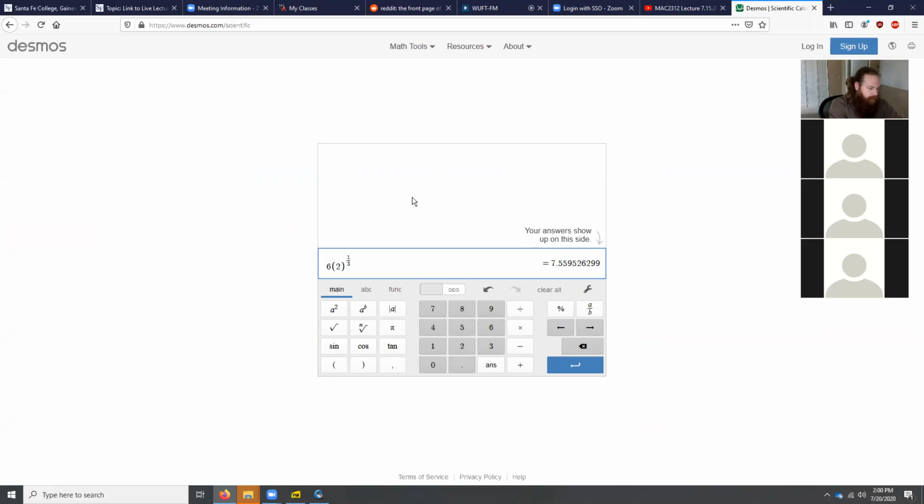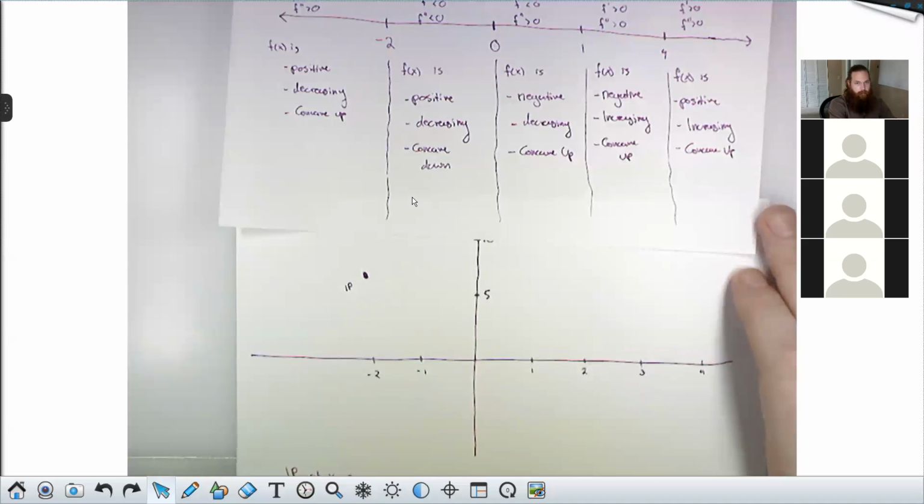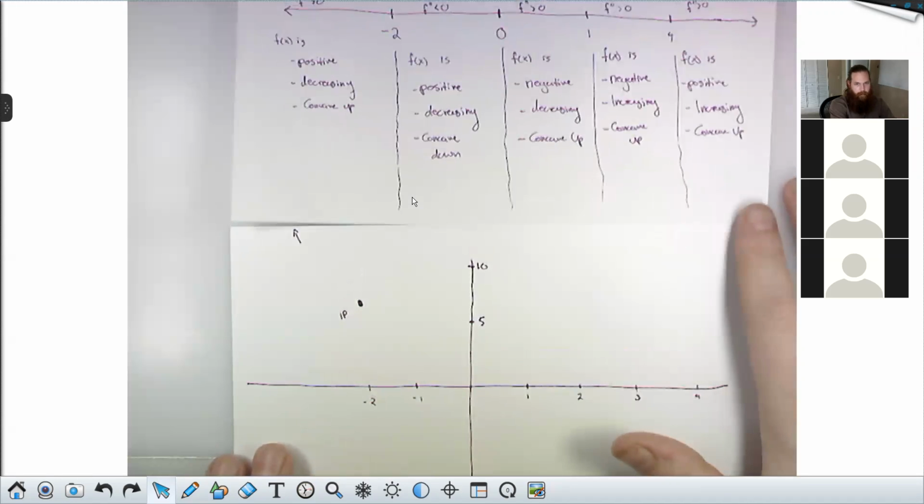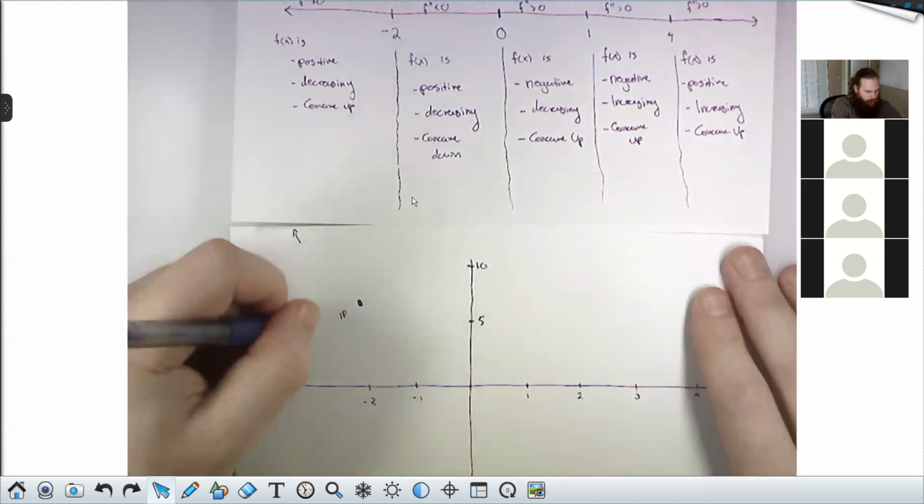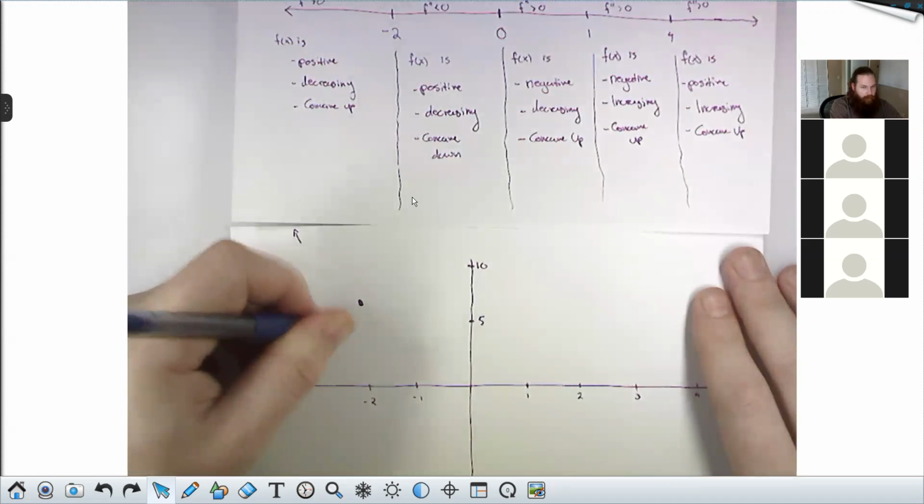So my IP is at the point -2, 7.5, or my first IP. So maybe I'll mark this as like 10 up here, and this is like 5. So -2, 7 point something. I've got an IP right here. All right. That's at -2, 6 cube root 2.